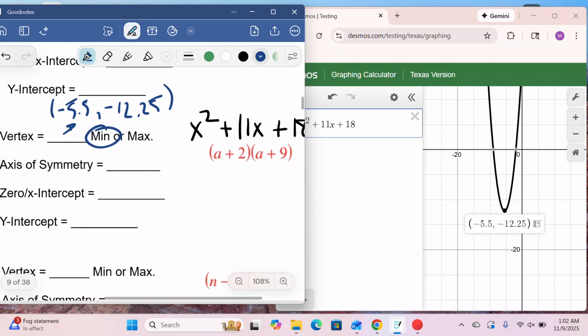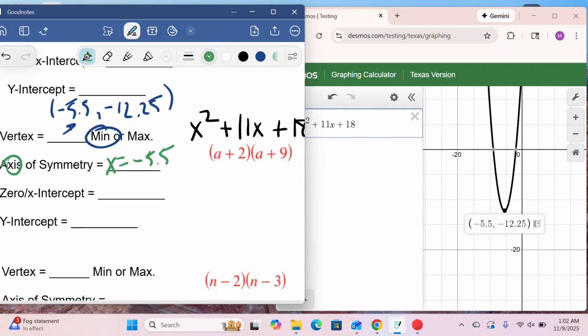Now it is a U shape, so my trick to find the axis of symmetry, I'm going to circle the x, so it's going to be x equals the x value of my vertex. And my x value for the vertex is negative 5.5. And that is my axis of symmetry. What is my axis of symmetry? It cuts my U shape, or my parabola, in half.